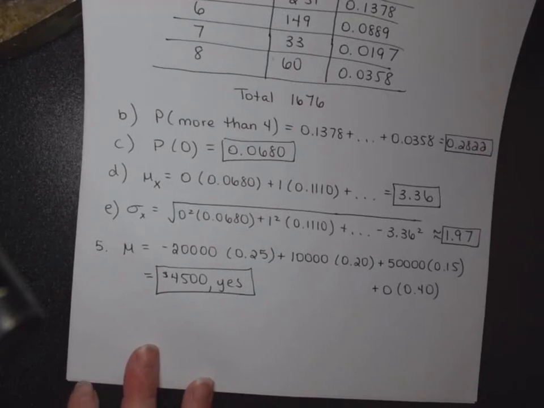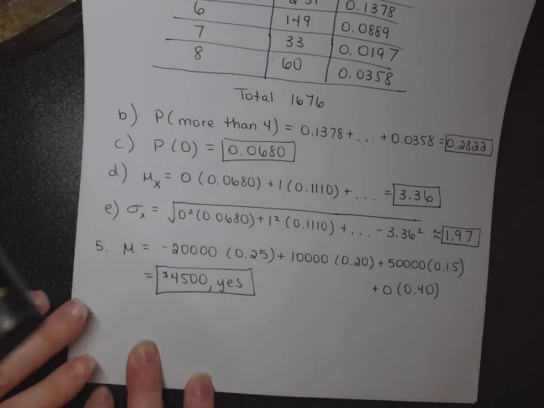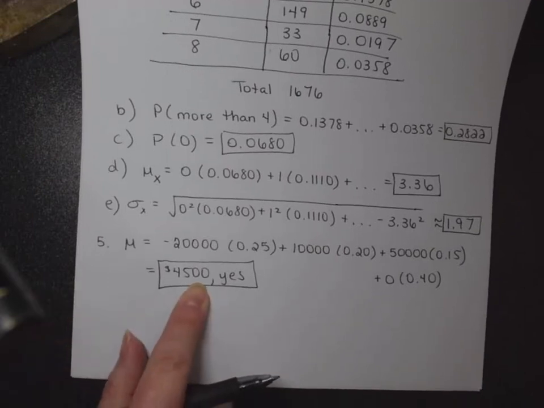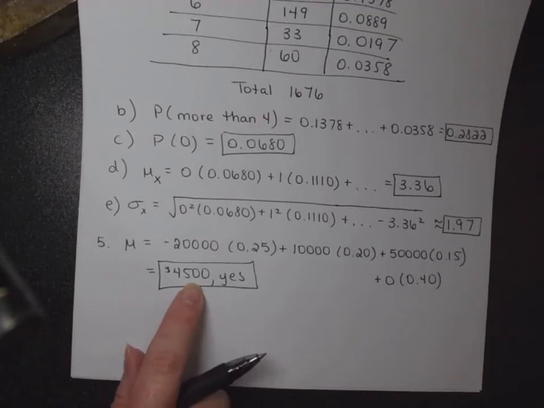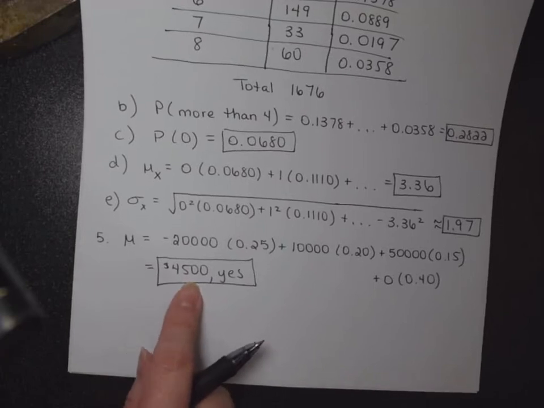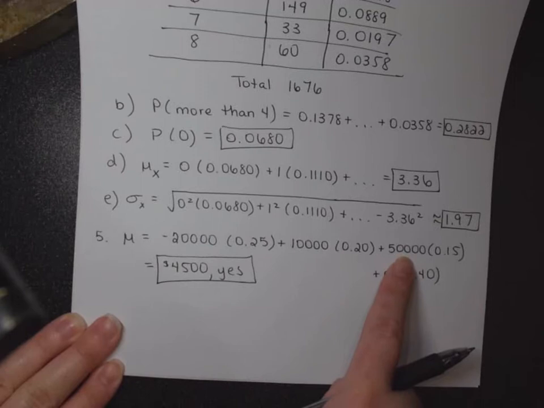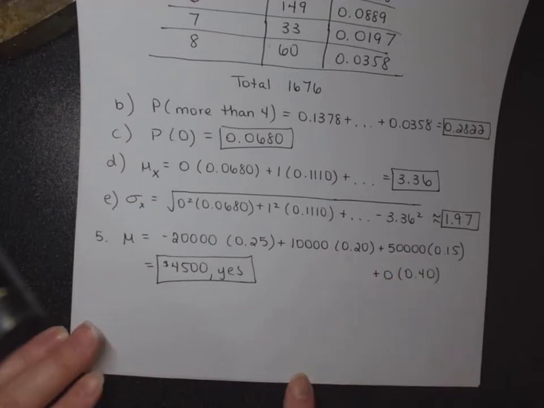Okay, so remember to take expected value for what it is. In reality, you're not going to profit $4,500. That would mean on average, if you took all the businesses in this scenario, on average they would profit $4,500. But in reality, you've only got 4 choices. You're going to lose 20 grand, make 10 grand, make 50 grand, or make nothing.